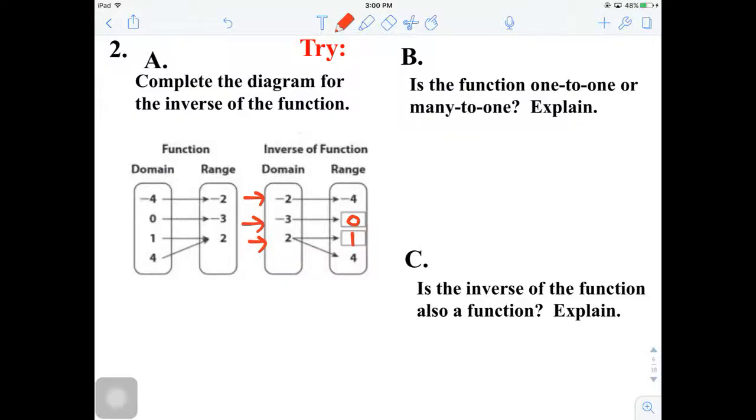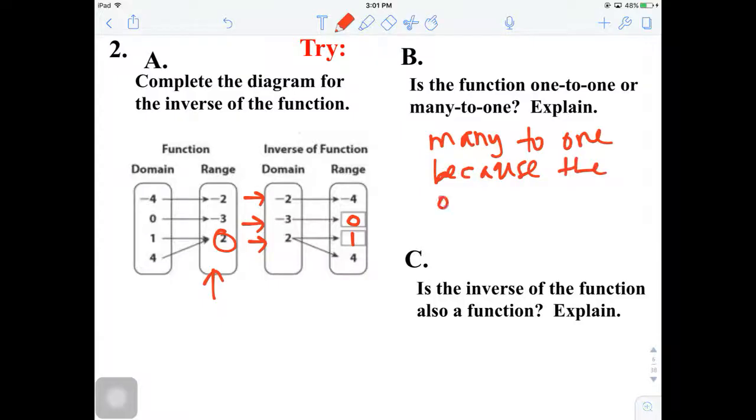So is the function a one-to-one or a many-to-one? If we look at the function itself, notice that 2 is repeated. So this would be a many-to-one because the output is repeated.